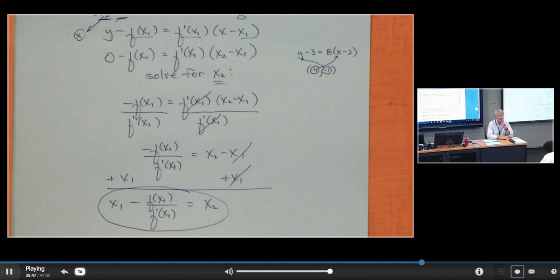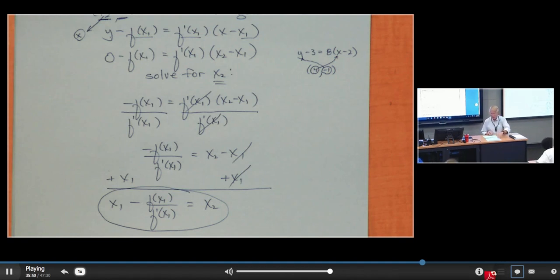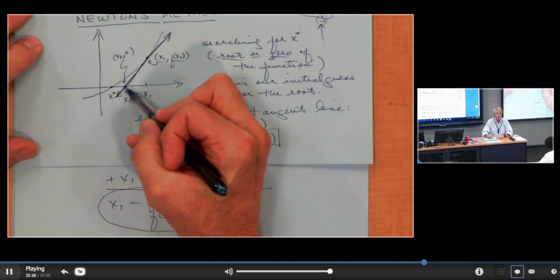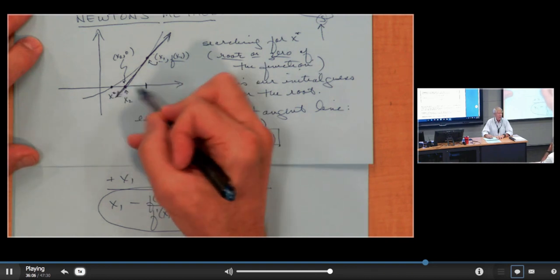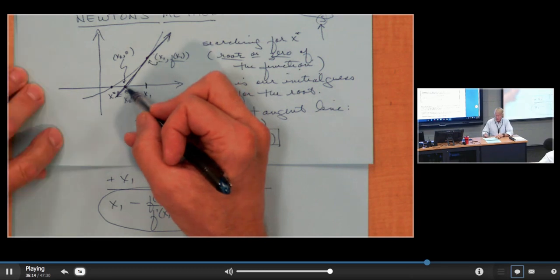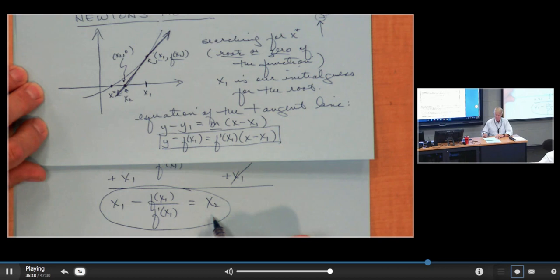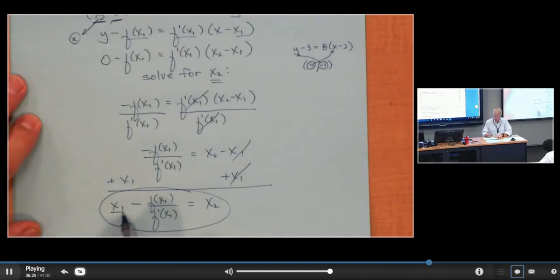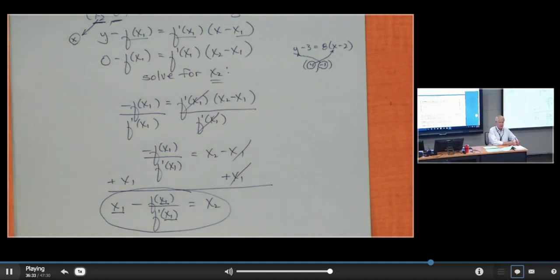So if we're searching for x2, remember what x2 is on our diagram. x2 is where the tangent line came down and hit the x-axis. By the way, isn't x2 a little closer to the root than x1 was? Here's x1. Here's the actual root. So x2 is a better approximation of the root than x1 was. So finding x2 is of value. If we know what our initial guess was, we put it here, we take the f of x1, we take the derivative at x1. We do all that with our original data point, and it miraculously, not miraculously, it kicks out a new, better guess at the root, which is x2.